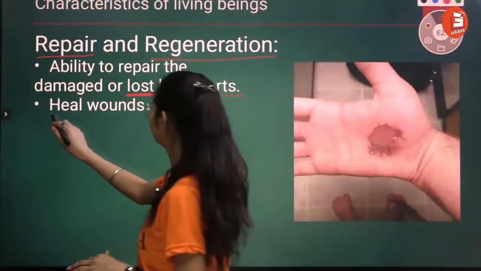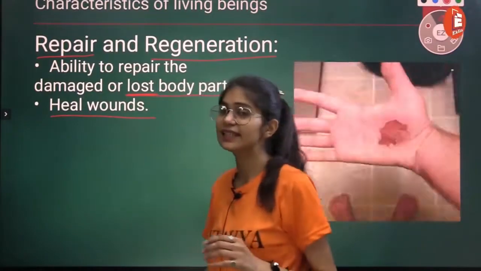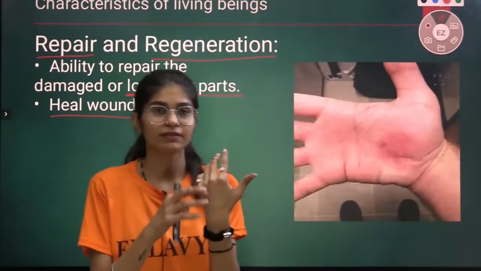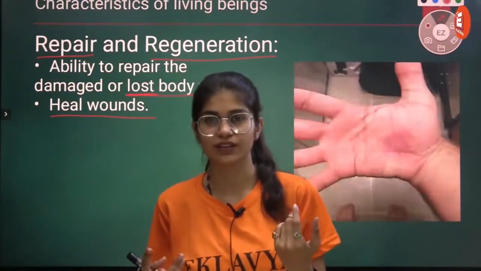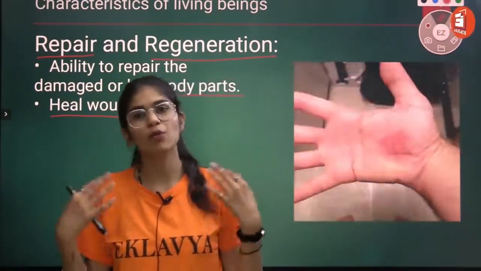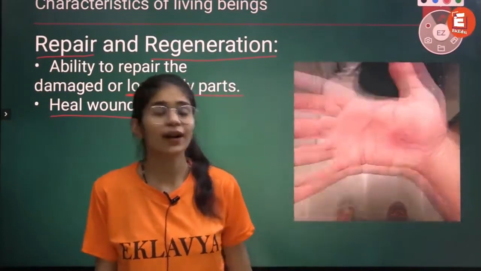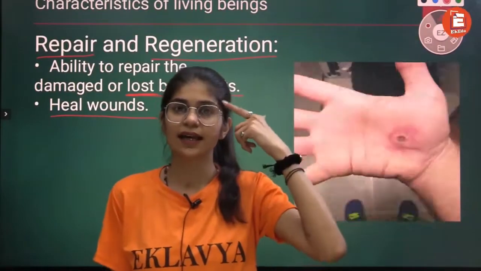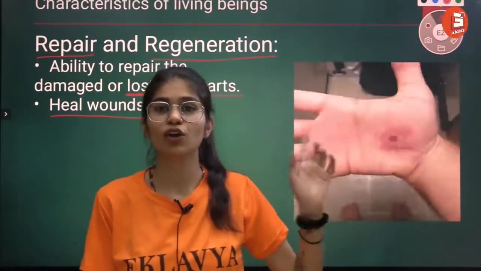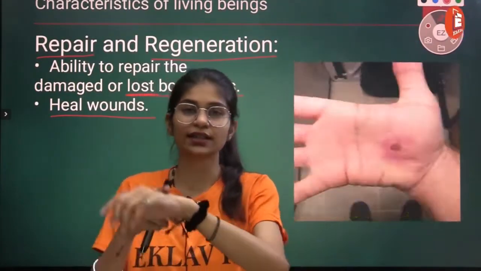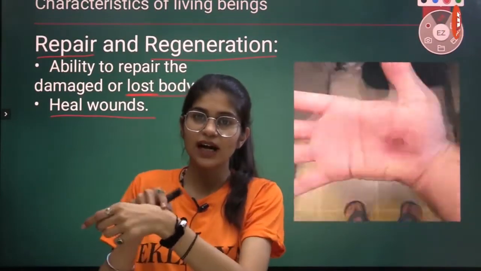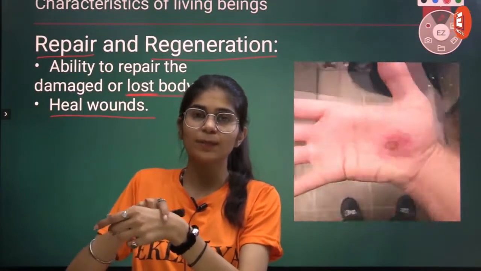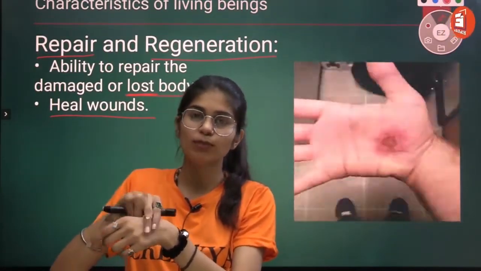Now coming to the second part, which says heal wounds. That is exactly what is here. I have a wound on my finger which will heal in a few days, right? So I know that my body is capable enough. And why do we heal ourselves? Because our body is intelligent. It doesn't want to lose a lot of blood. So what it does is, if there's a cut, our cells will try and come to this place, repair this and stop the blood.